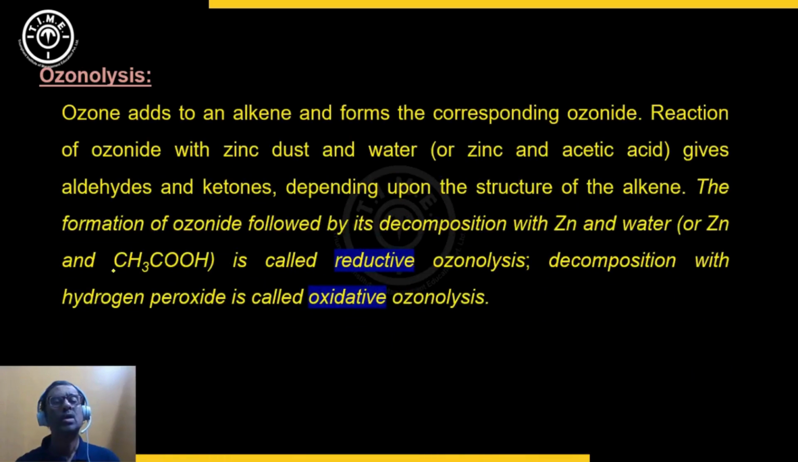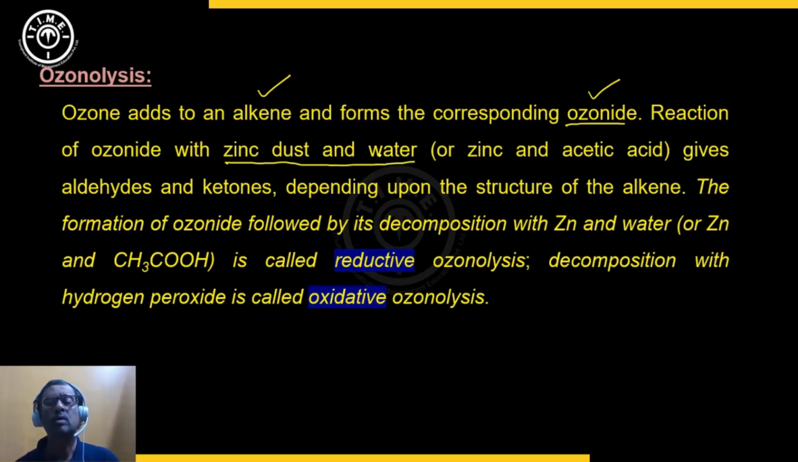What is ozonolysis? Ozonolysis requires ozone. Ozone is going to react with what? An alkene or an alkyne. Then we have a combination either with zinc, acetic acid or methyl sulfide, or H2O2. So ozone adds to an alkene. It could also be an alkyne, and forms the corresponding ozonide. Reaction of the ozonide with zinc dust and water.